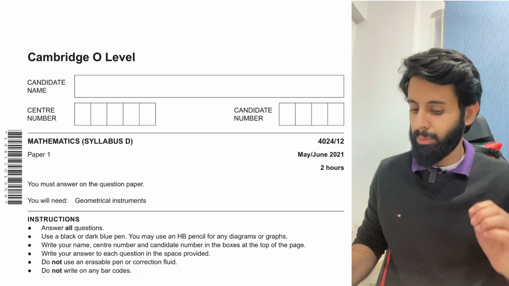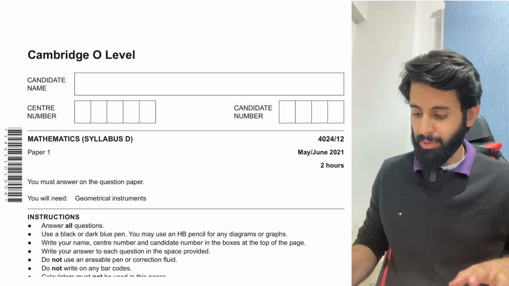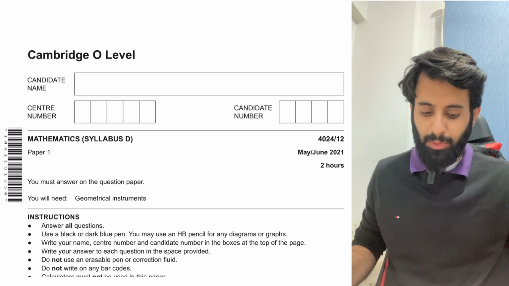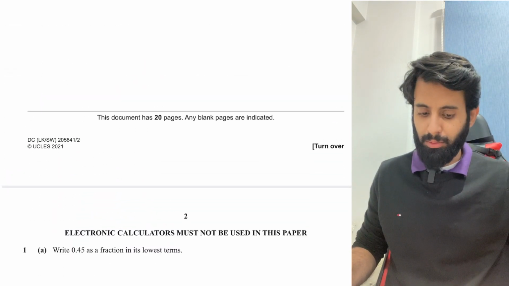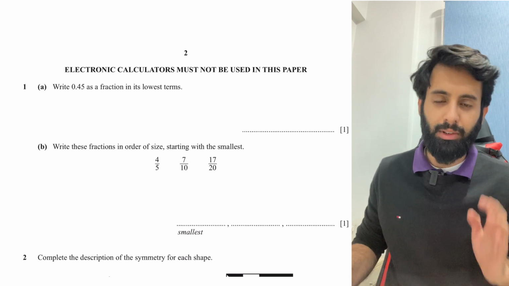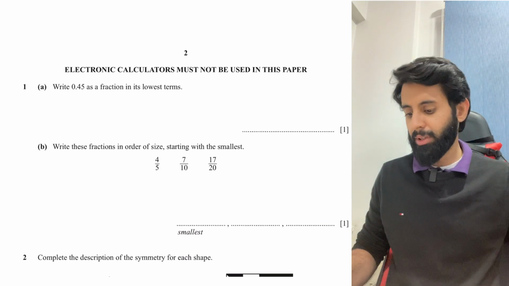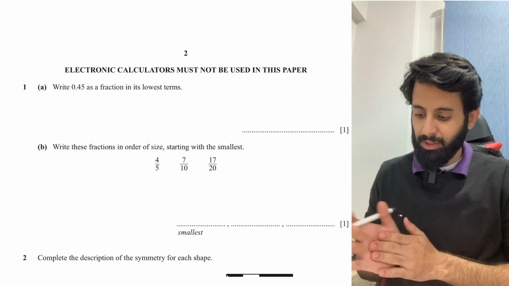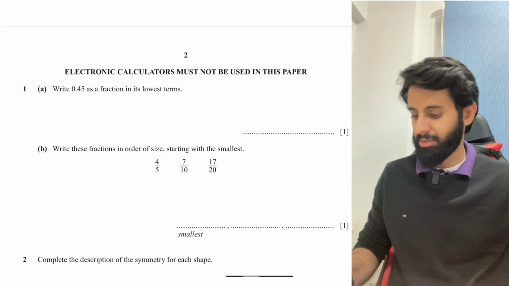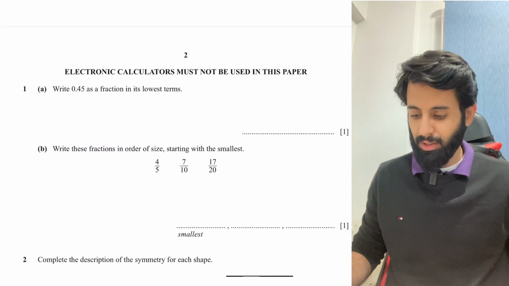So in this video we are going to be solving a past paper of May 2021, paper 1 variant 2. As of now, this is the last summer paper. Here is question number 1, part A, which says write 0.45 as a fraction in its lowest terms.